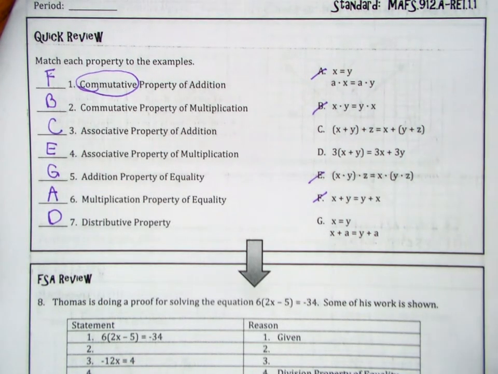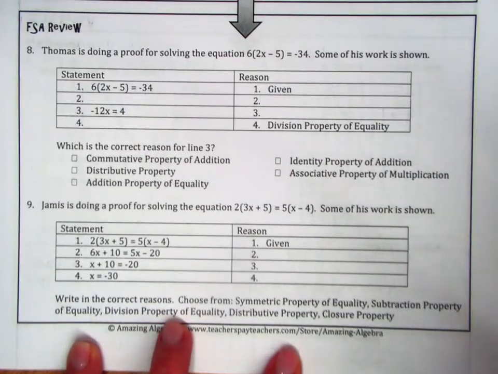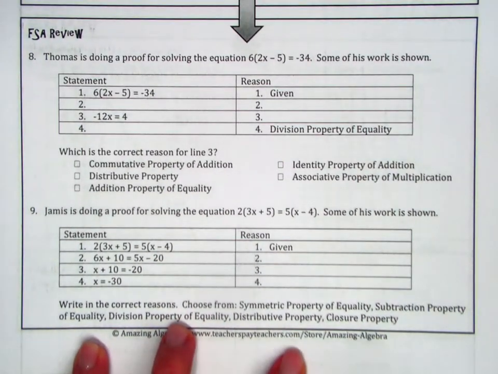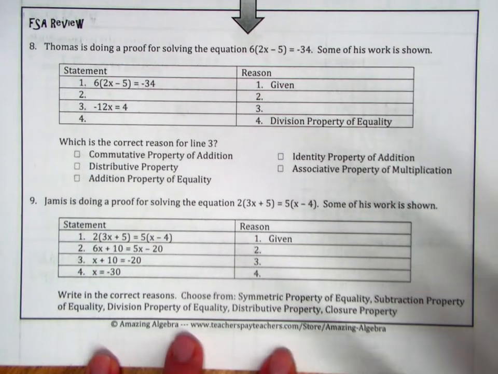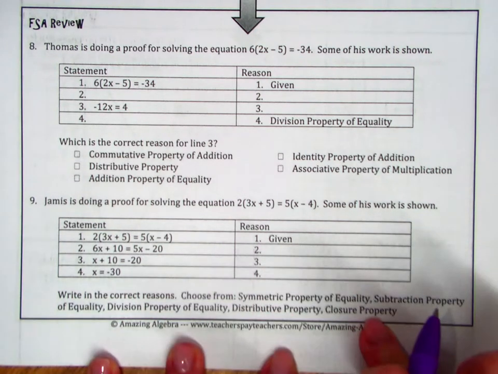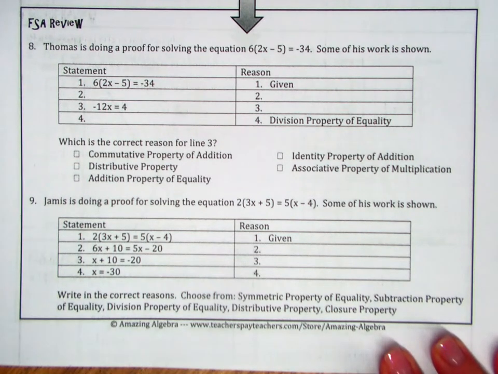So looking below at the FSA review, before you do number 8 and freak out and go, OMG, read what the question is asking, because you only have to look at one line and you only have to select one reason, and it's really not that bad. And if you look at number 9, all you have to do is choose from your lovely word bank. While you're doing that, enjoy, and when you are done, come check using my key.